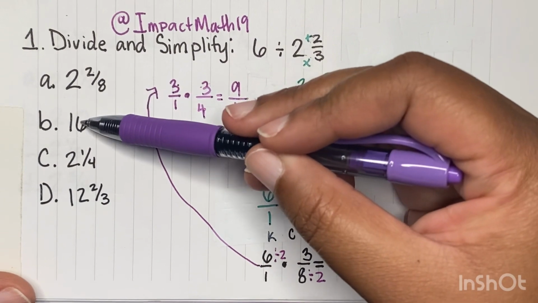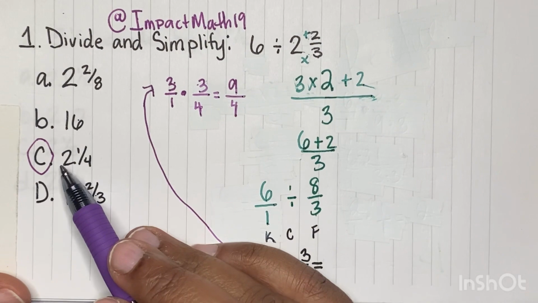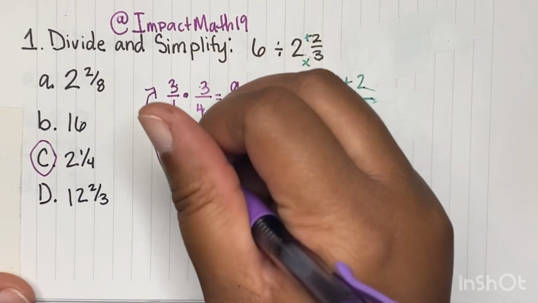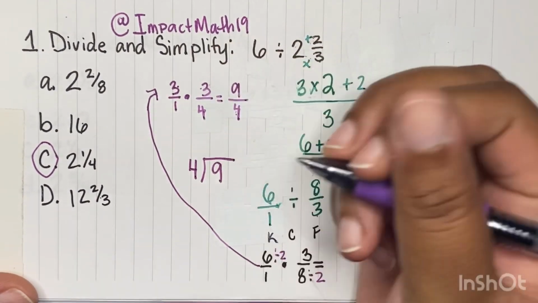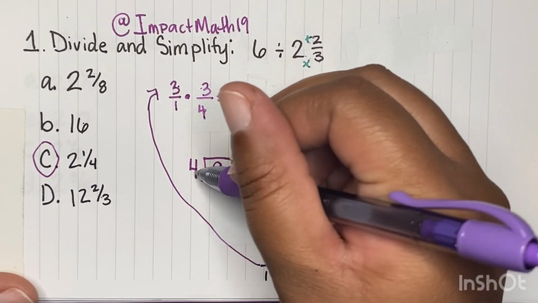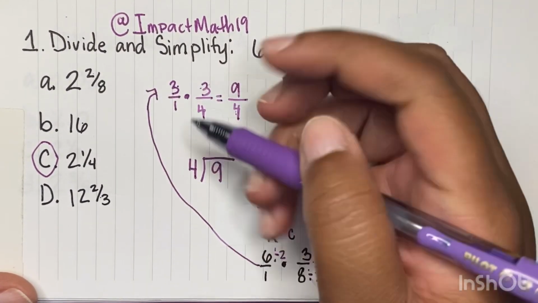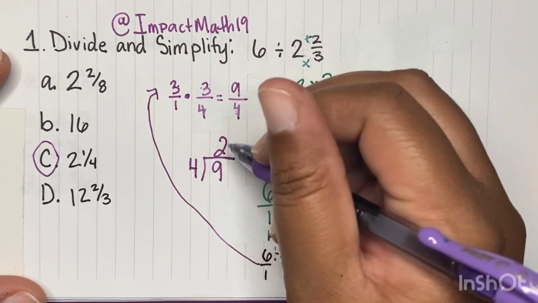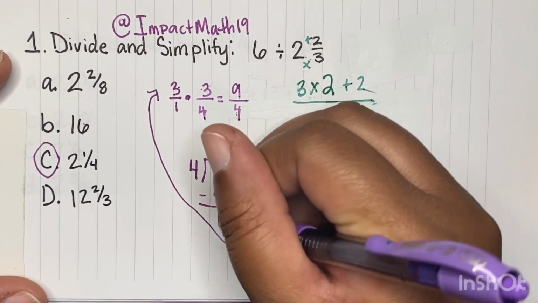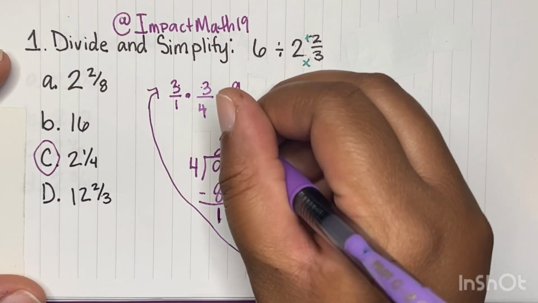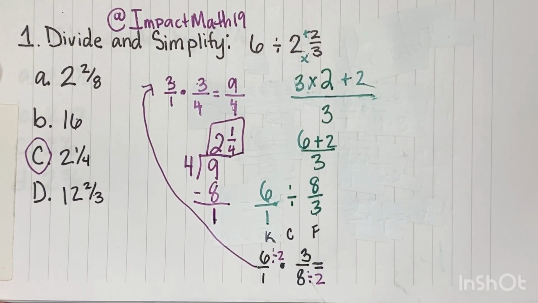So if I'm looking at my answer choices, the only thing that has a 4 as a denominator is C. But let me show you how they got 2 and 1/4. So we're going to take the 4, and we're going to do 9 divided by 4, okay? So you're asking yourself how many 4s can fit into 9? Well, you don't have to guess. You can look at your answer choices. So 2. So 2 times 4 gets us 8. We minus. We have a 1 left over, remainder. So we put 1 over 4. And that's why C is our answer.